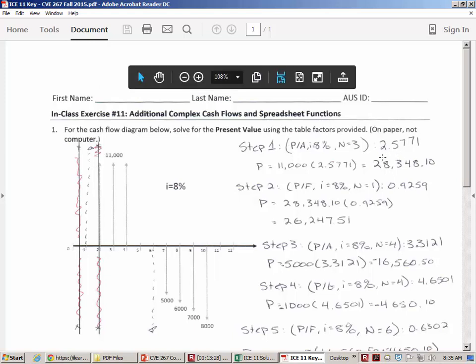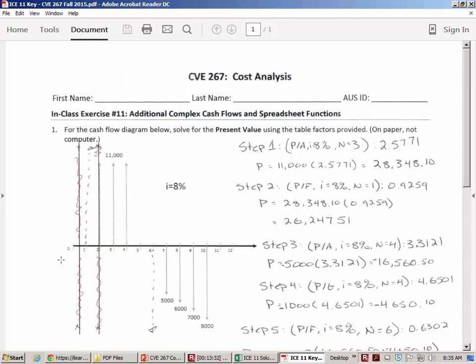I looked up the factor for that. So the value of the 11,000 in terms of year 1 was 28,000. And then I moved it 1 more year back to year 0. So here's the value. 26,247 is the value of this annual series in years 2 through 4 put into year 0. And that's a positive value because it's money that's coming to us. Any questions about step 1 or 2, moving it to the present?